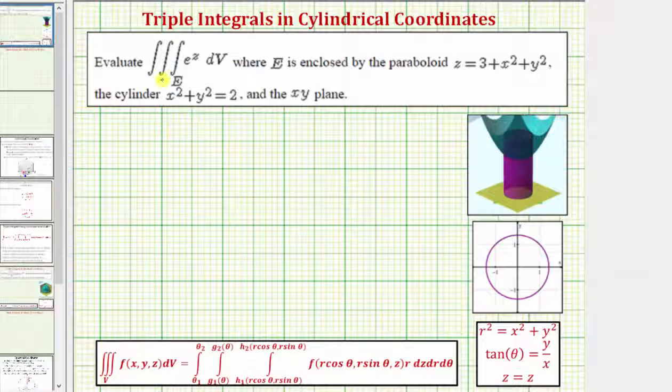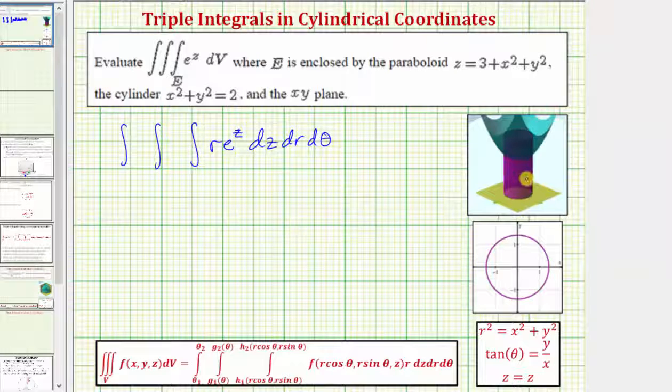So starting with the given triple integral, to write this in cylindrical coordinates, e to the z is already a function of z, so there's no conversion to perform with this function, but we are going to have an extra factor of r in the integrand function. So the integrand function is going to be r times e raised to the power of z, and then we'll use the order of integration given by dz dr d theta. And now we need to find the limits of integration for z, r, and theta.